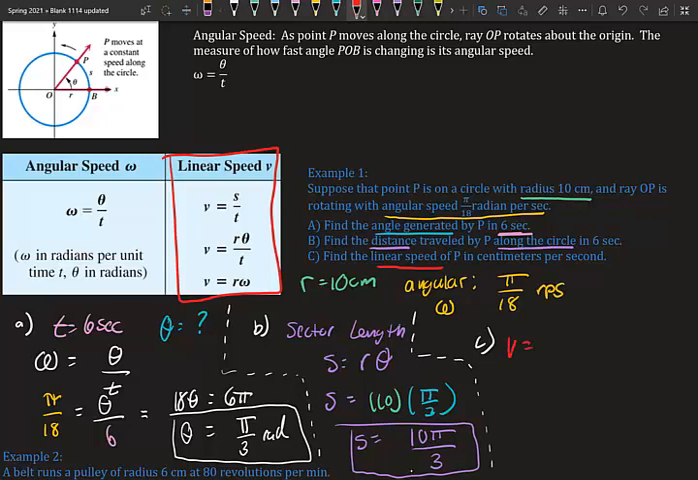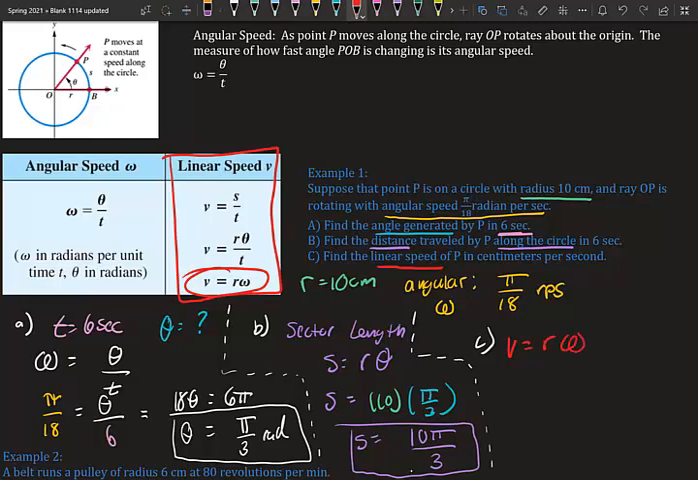So let's pay attention to what we have. We want to know in centimeters per second. We can't use the first one because we don't actually know how long we're doing this for. Let's see if we can use any other ones. We can't use this one because in part C it doesn't tell us how long we're doing it. We don't have t in part C, so we can't use that either. So let's see if we can use the last one. We have the radius and we have omega, so we can use the last one, v equals r w.